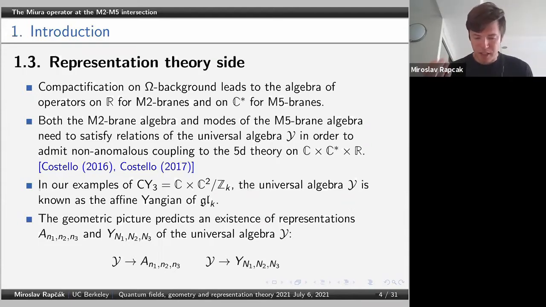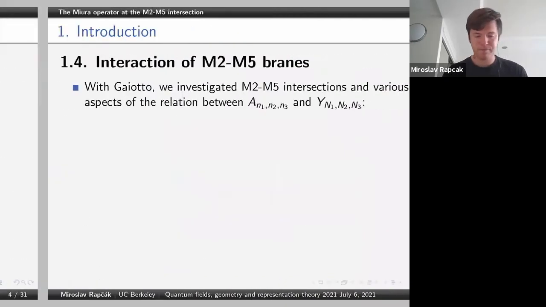And this geometric representation theory picture then predicts an existence of a family of representations A(N1,N2,N3) and Y(N1,N2,N3), depending on three integral parameters for both the M5 brane and the M2 brane. And there should exist a representation of this algebra Y for each triple of the integral numbers N. So there should exist these maps that I write down here.